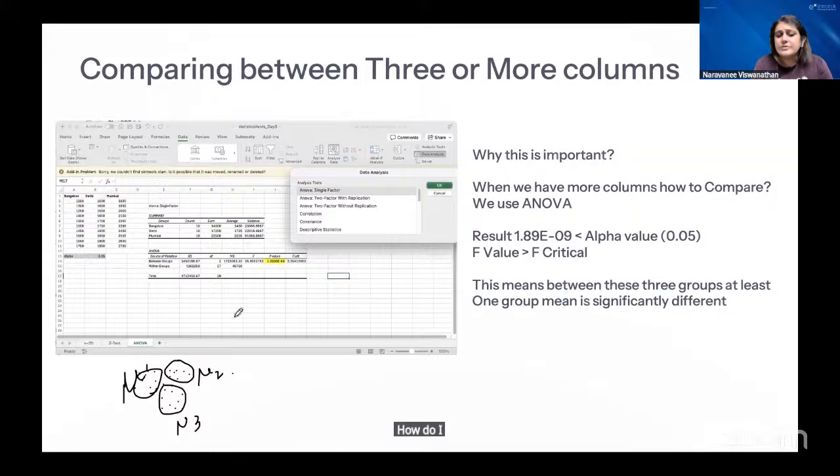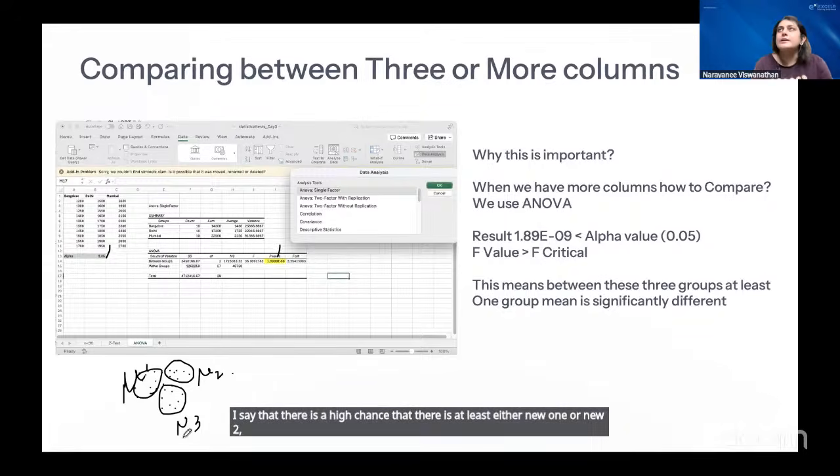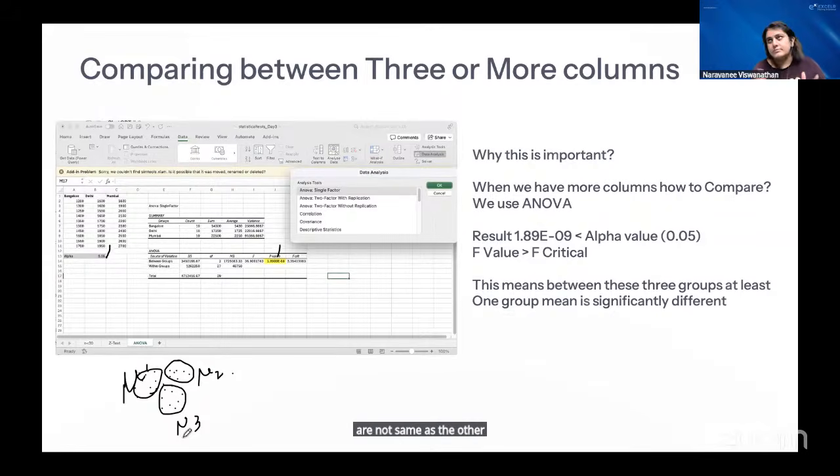How do I compare it? Using ANOVA. Once I select this ANOVA, I compare this p value with this alpha. If this p value is less than this alpha, then what do I say? I say that there is a high chance that at least either mu1 or mu2 or mu3 is not the same as the other. So it looks like there is at least one group which has a different average than the others. Is it clear how you read ANOVA? Making sense? Is it clear?